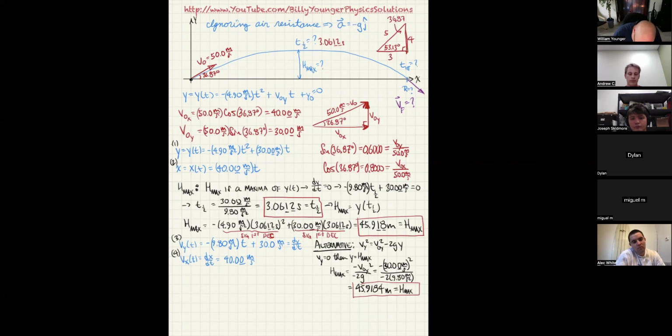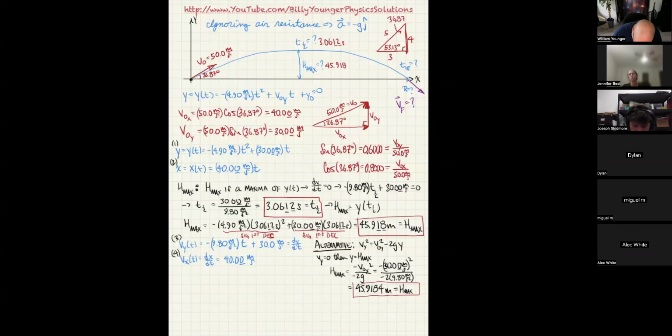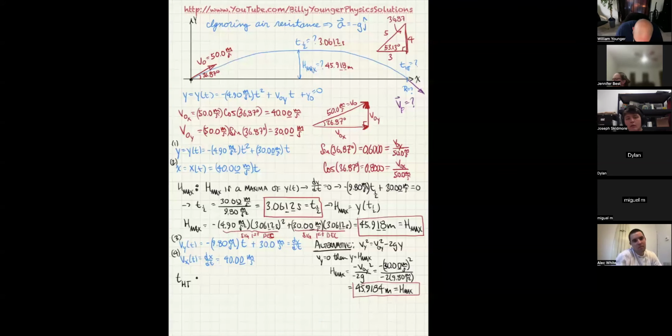We've gotten T1/2 and we've gotten H max now. So I'll go ahead and write these on the figure. This is 45.918 meters, and the 1 and the 8 are not significant, so I underline them. So maybe we try now to get T hang time. Anybody have any ideas how to get T hang time? Use symmetry, use your understanding of motion. Tell me something I can do to find out what T hang time is.